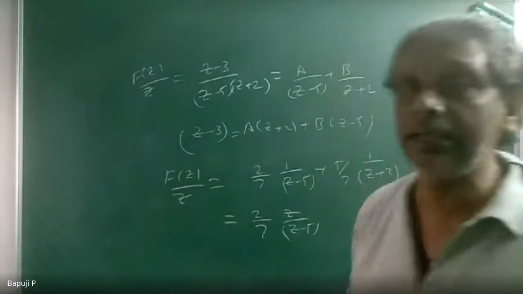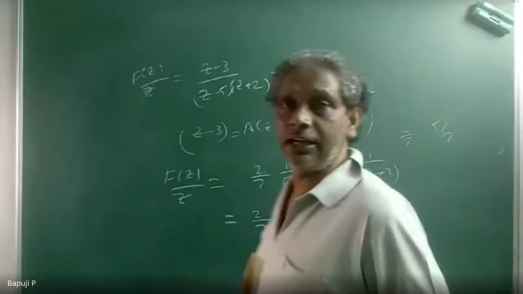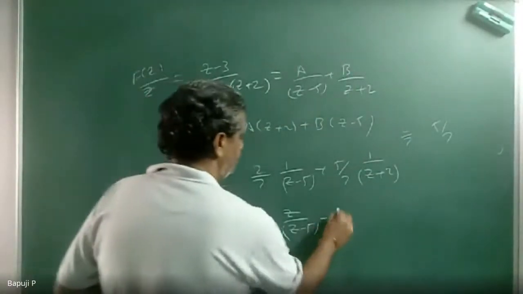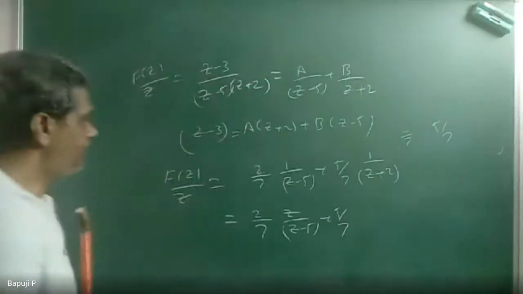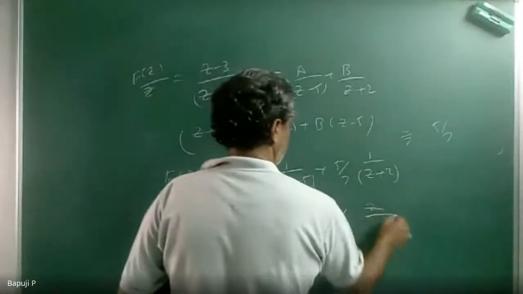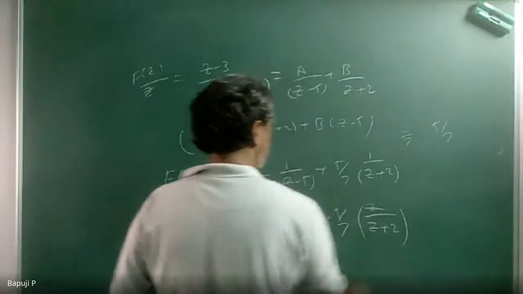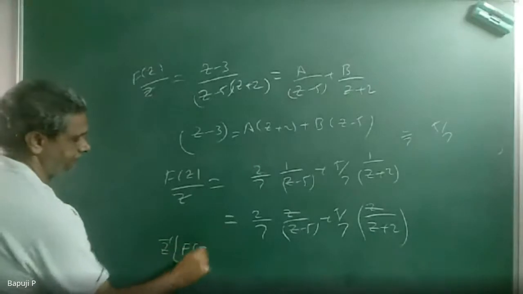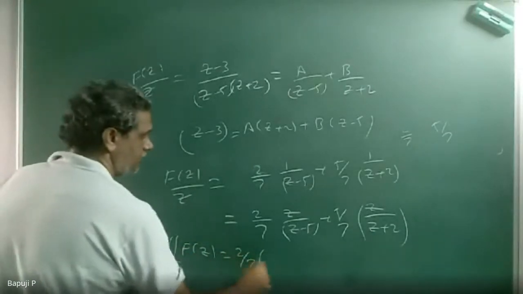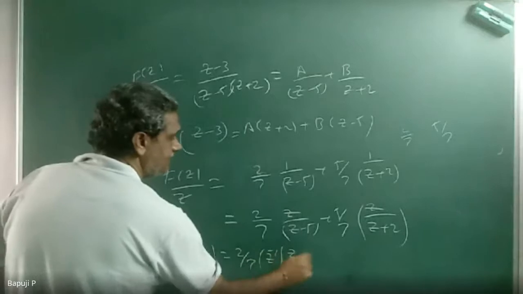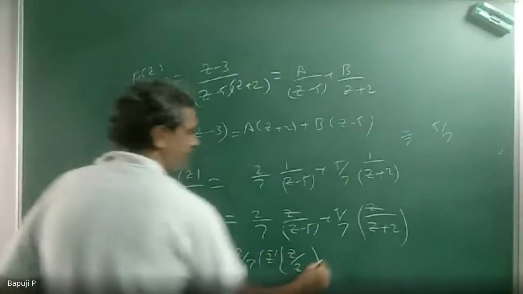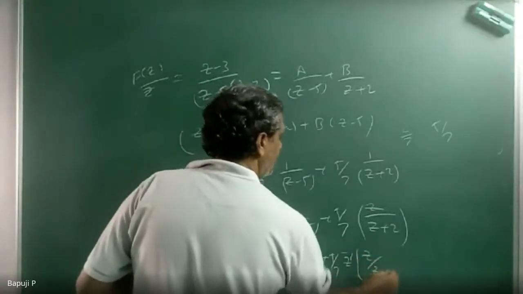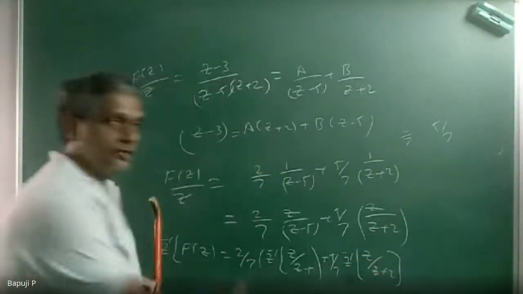So I want to bring back to my f of z. Correct or not? So I prepared. So then what I will get? This is 5 by 7. This is how you write. z by z plus 2. Now z inverse of f of z is equal to what? 2 by 7 z inverse of z by z minus 5 plus 5 by 7 z inverse of z by z plus 2. Correct. Now already you know what is this formula.